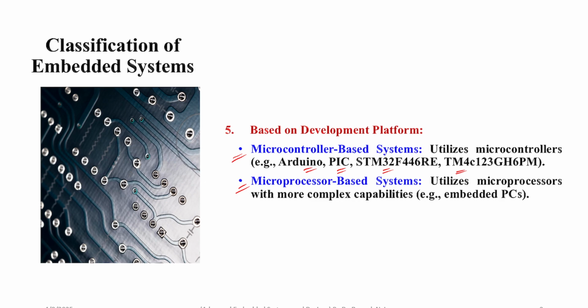Texas Instruments TM4C123GH6PM microcontrollers. There are so many other microcontrollers available. Secondly, based on microprocessors, you can use embedded PCs containing Intel's microprocessors or AMD or any other similar microprocessors. So this is how all the embedded systems and real-time systems are differentiated. And this completes the introduction part.